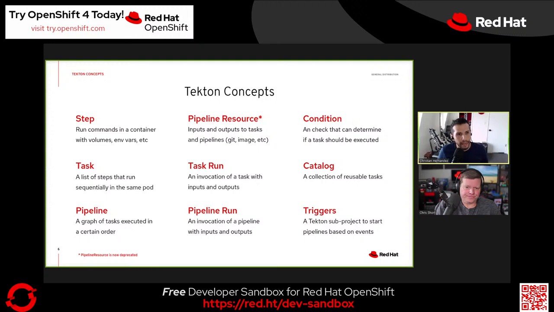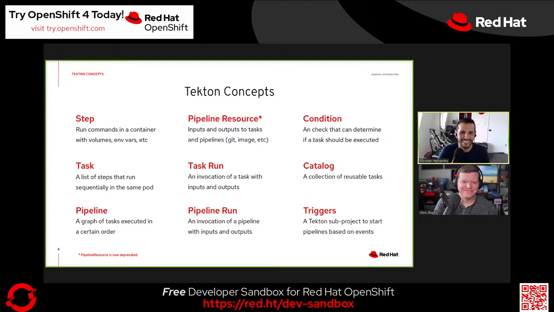And then a pipeline is nothing but a collection of tasks. A pipeline will run one task, then run the other task, and they could run in parallel or serially, right? So it builds on each other. You can think of those little Russian dolls: a step is a unit in a task, a task is a collection of steps, and a pipeline is a collection of tasks. Pipeline resource is actually deprecated. We don't use that anymore. The only reason I put it up here is that if you look up Tekton on Google, you're going to see a lot about pipeline resources, but we don't use those anymore.